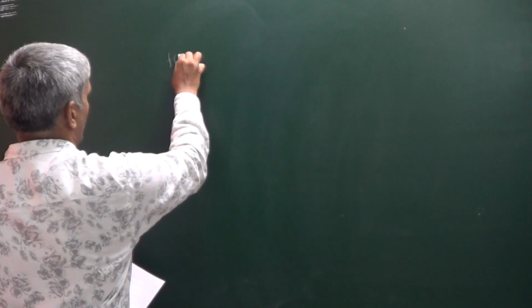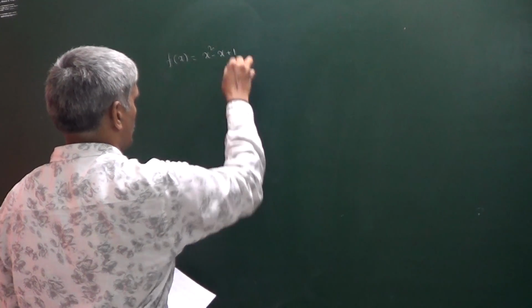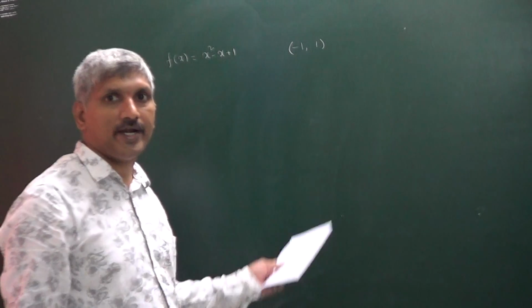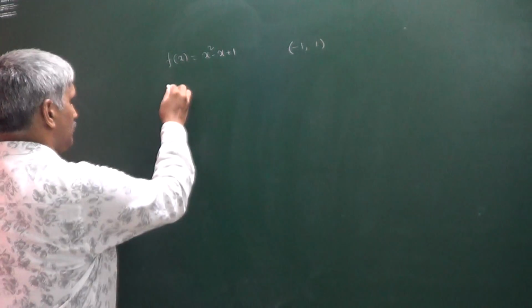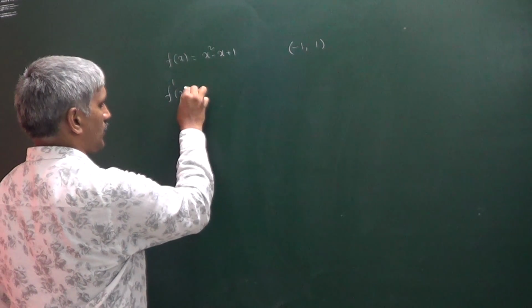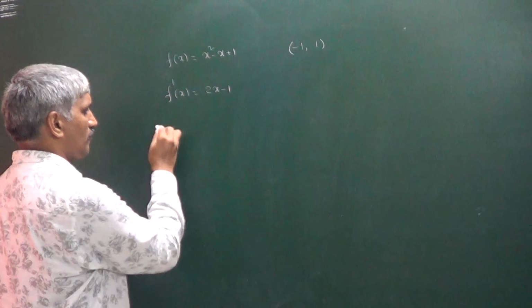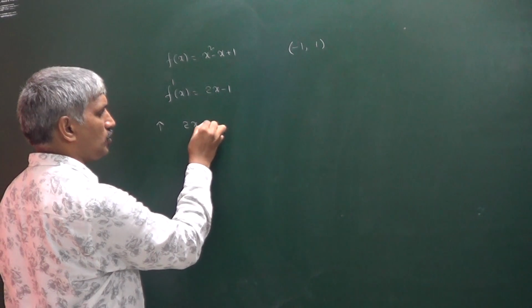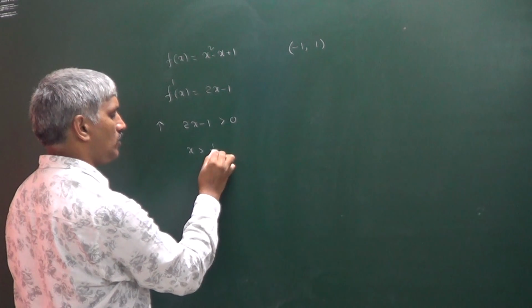So this is another question. F of x is equal to x square minus x plus 1 in the interval minus 1 comma 1. We have to show it is neither increasing nor decreasing. Observe here, f dash of x is equal to its differentiation, 2x minus 1, right? For the function to be strictly increasing, f dash of x greater than 0, so 2x minus 1 greater than 0, therefore x greater than 1 by 2.